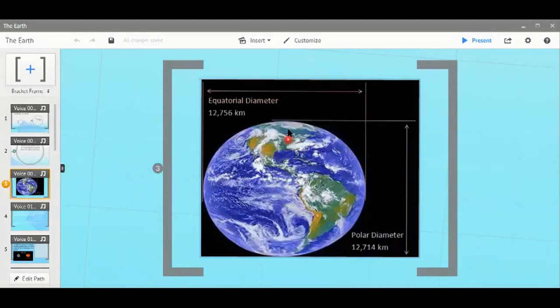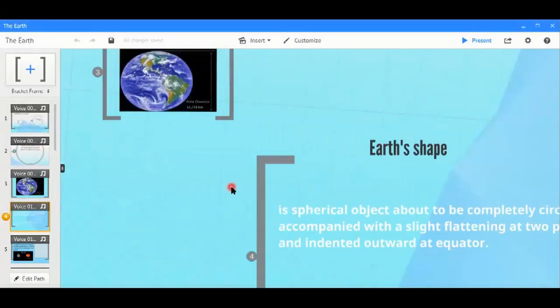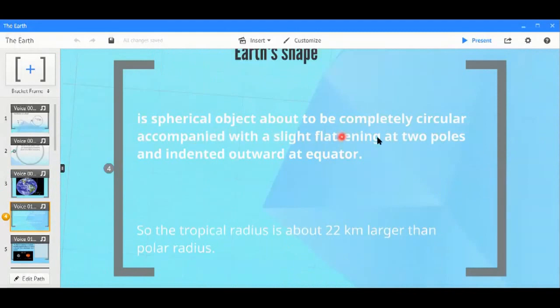No. Here we have the equatorial radius, which is larger than the polar radius. By how much? It is longer than the polar radius by 22 kilometers. So again, it is a spherical object that is not completely circular, with a slight flattening at the two poles and bulging outward at the equator. So the equatorial radius is about 22 kilometers larger than the polar radius. Okay, so we talked about the shape and the position of the Earth.